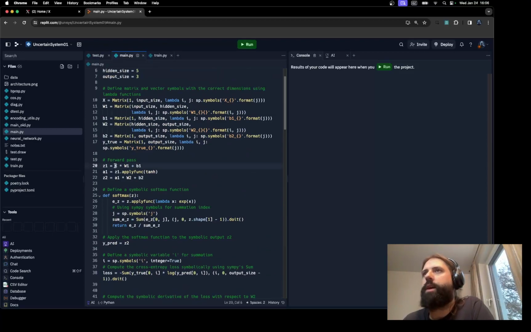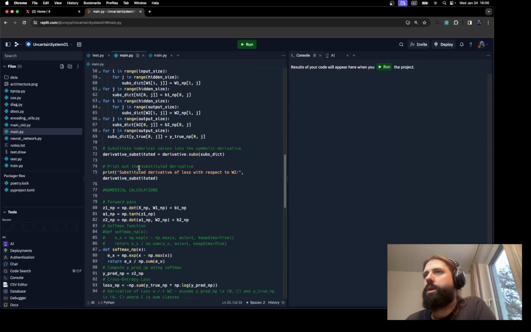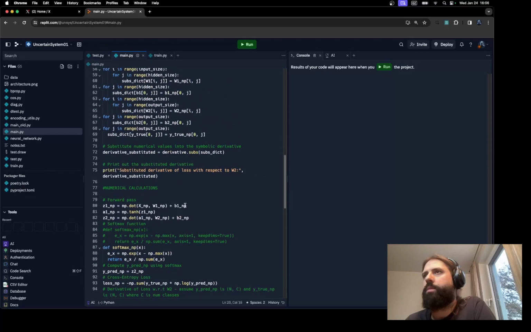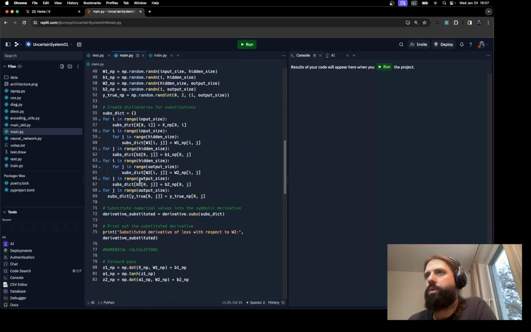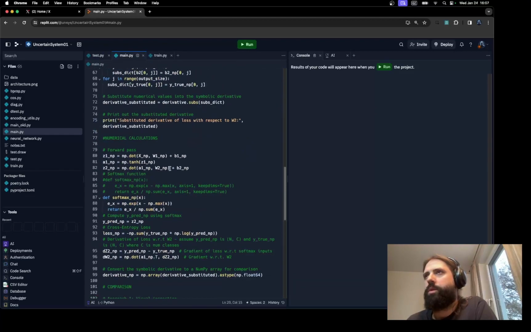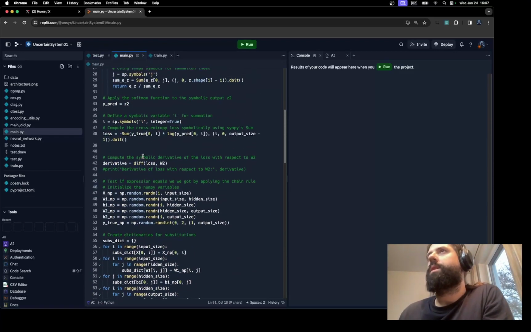So this is x times w1 plus b1, and then it's tanh of z1, and then it's basically a1 times w2 plus b2. Yeah, so that's the same. Then we've got softmax. Well, we can ignore softmax for now. Let's say we ignore softmax and say y pred is z2.